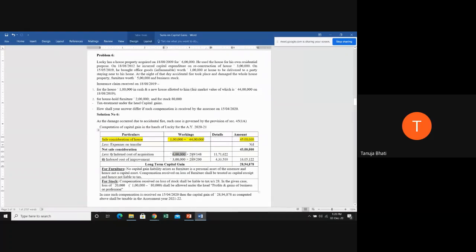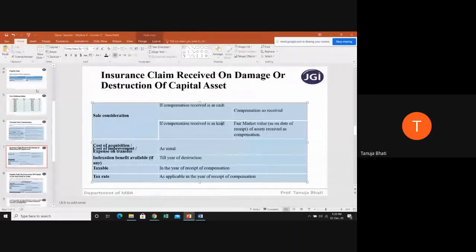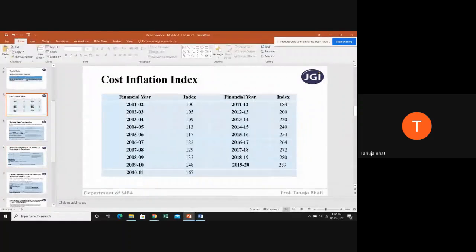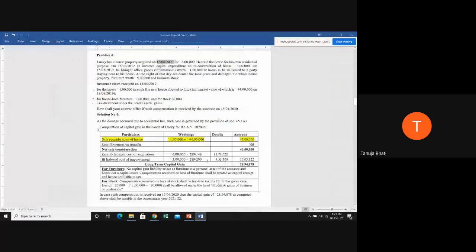Now what is the year of destruction? 2019. What is the CII for 2019? If you check 2019-20, it is 289 divided by 148. If you see the CII for the year 2009-10, it is 148. So you have taken 148. So when you calculate this, you get 11,71,622. Next. So this is indexed cost of acquisition, understood by all?